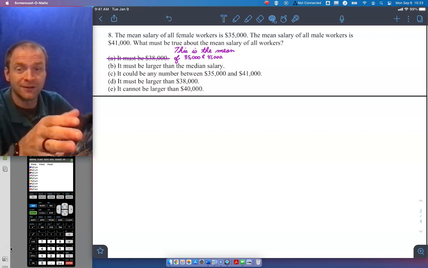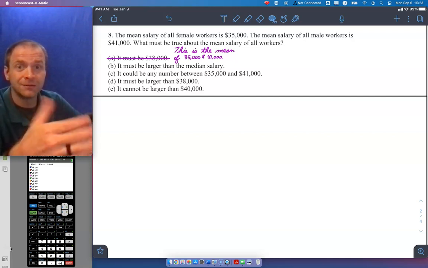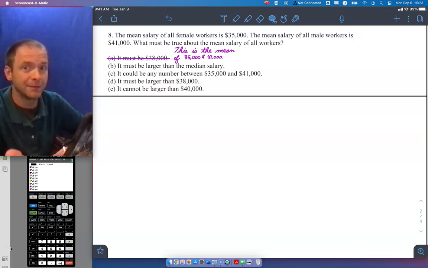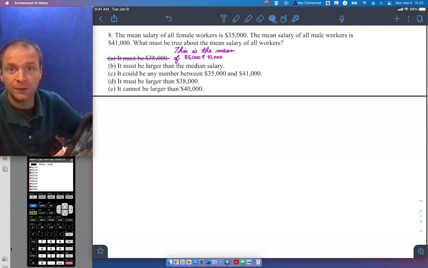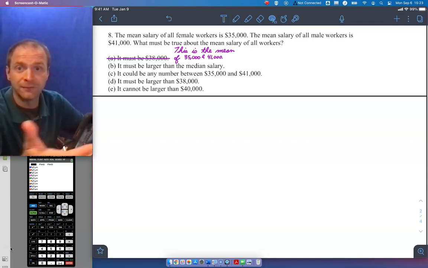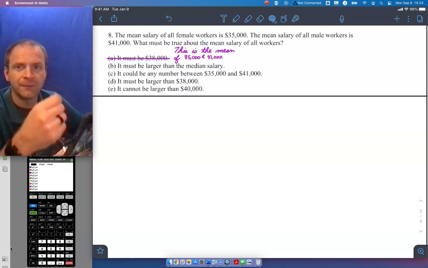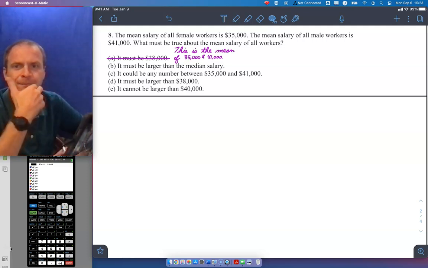And notice how I talked about with part A that we don't know how many female workers, we don't know how many male workers. Do we have more female workers than male workers? Do we have more male than female? We don't know. It must be larger than the median. Don't know about that one. I have to think about that. It must be larger than the median.